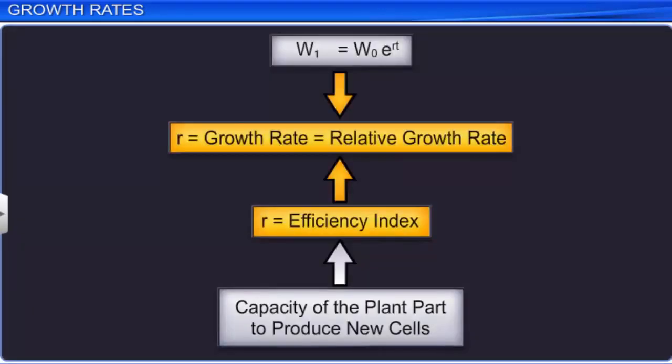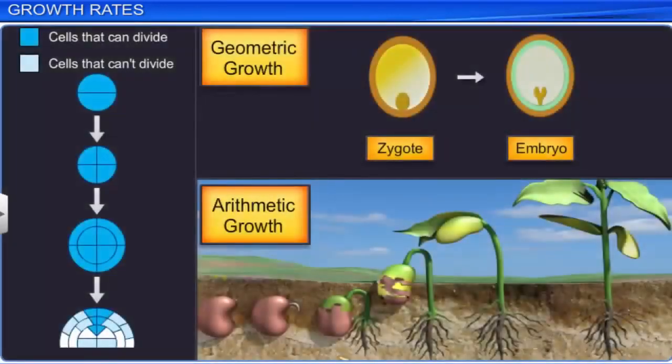The growth rate obtained here is called the relative growth rate. It is also called efficiency index as it measures the capacity of a plant part to produce new cells. Thus, we can see geometric growth during the development of the zygote to embryo and arithmetic growth in the later stages of development of the seed into a mature plant.